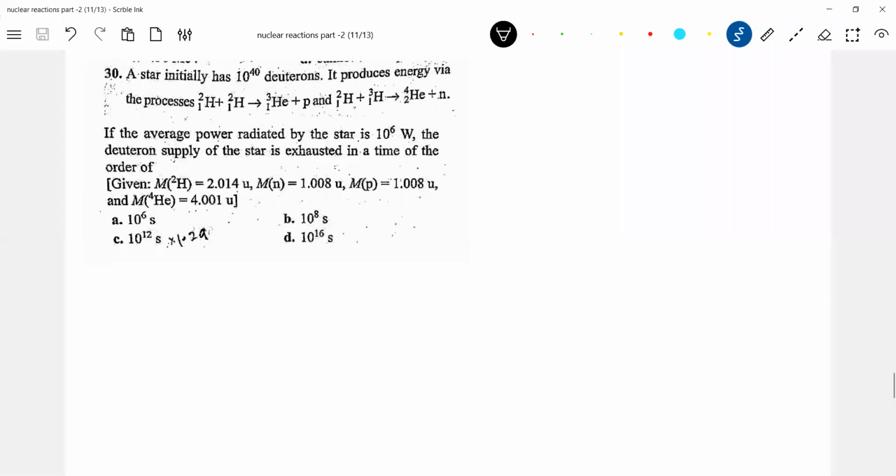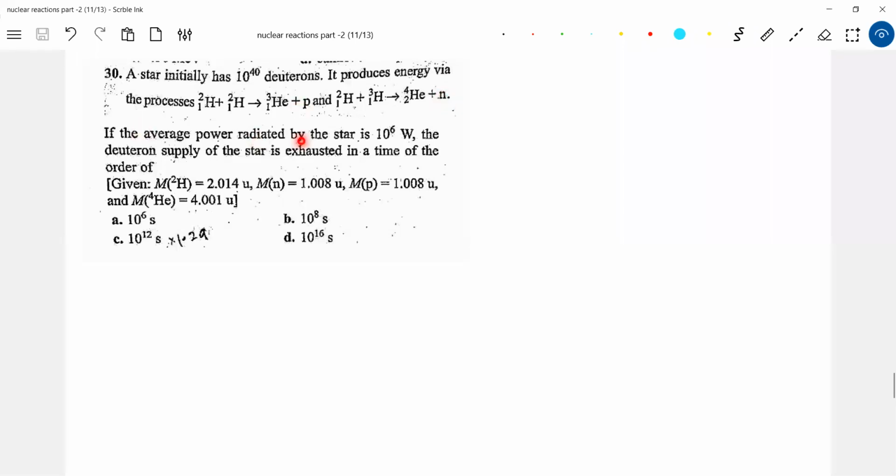A star has initially 10 to the power of 40 deuterions. It produces energy via the process: two deuterions will combine to form a helium isotope. Then the deuterium will combine with the tritium to form the final helium and one neutron. You can see here the neutron is there.